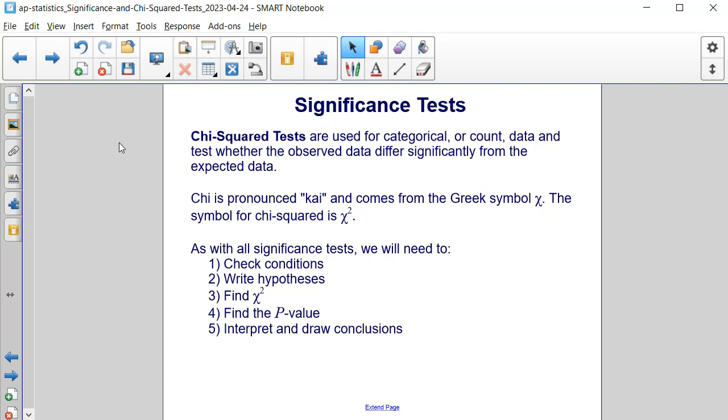Chi-squared tests are used for categorical or count data and test whether the observed data differ significantly from the expected data. Chi, the CHI, is pronounced chi and comes from the Greek symbol chi. The symbol for chi-squared is that Greek letter chi raised to the second power, or squared. As with all significance tests, we will need to first check conditions, second write hypotheses, third find chi-squared, fourth find the p-value, and the fifth and final step is to interpret and draw conclusions.